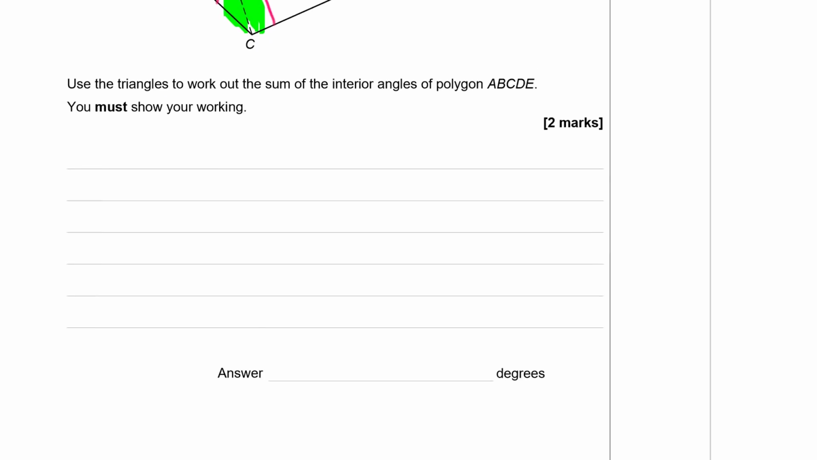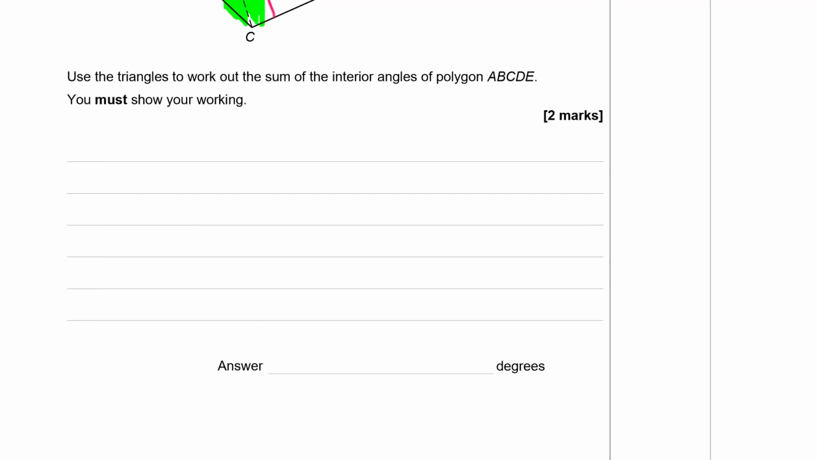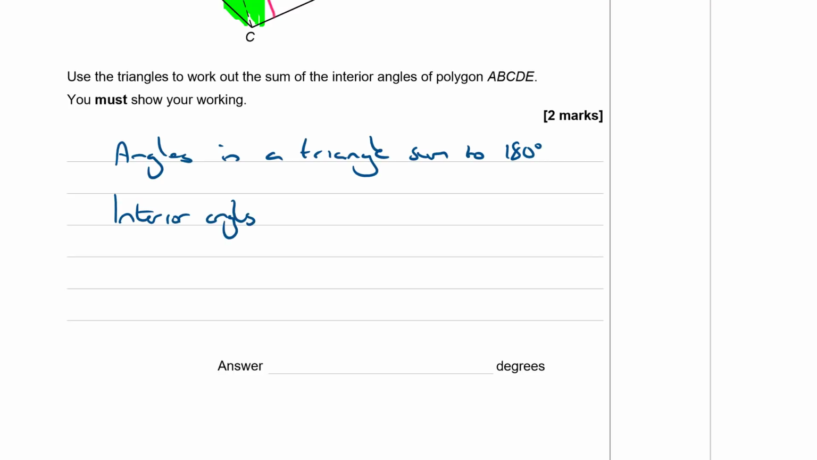So let's write that down below. What are we going to write? Angles in a triangle sum to 180 degrees. So interior angle of ABCDE equals 3 times 180, which is 540 degrees.